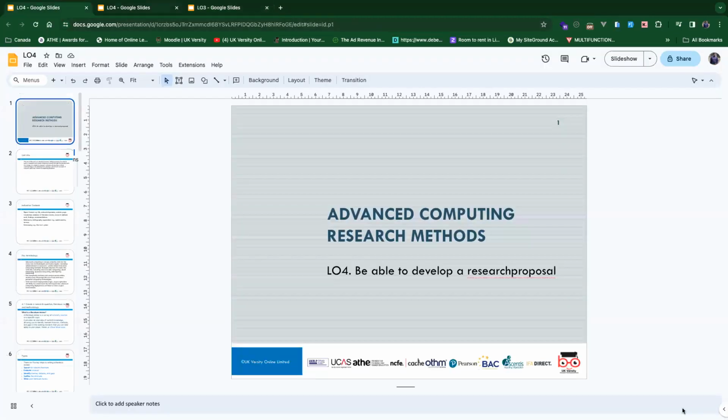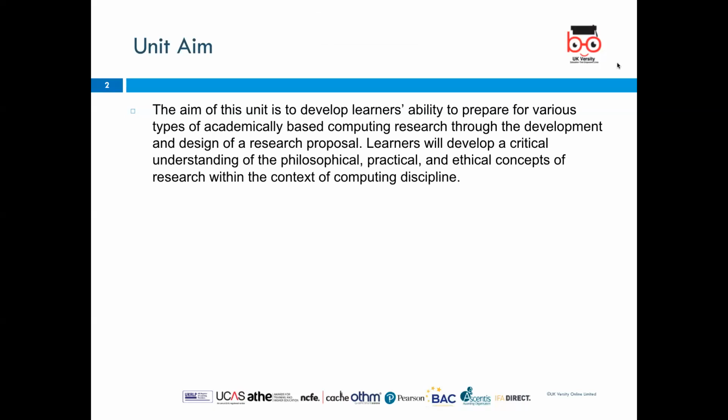So today, this is learning outcome 4, which is the last learning outcome in this module, which is on advanced computing research methods: be able to develop a research proposal. So what is the unit aim? The aim of this unit is to develop learners' ability to prepare for various types of academically based computing research through the development and design of a research proposal. Learners will develop critical understanding of the philosophical, practical, and ethical concepts of research within the context of computing discipline.